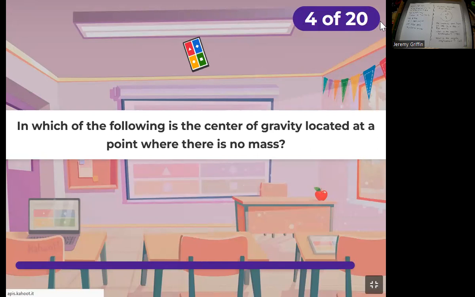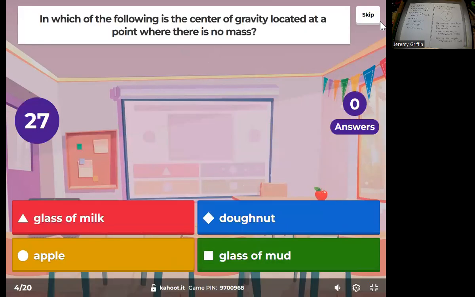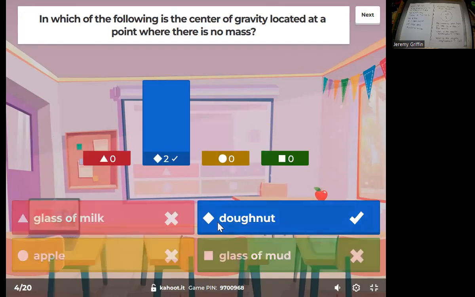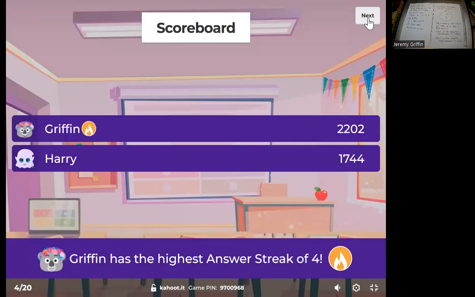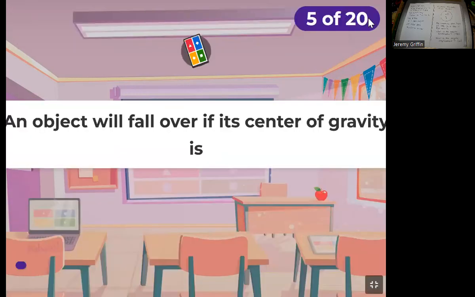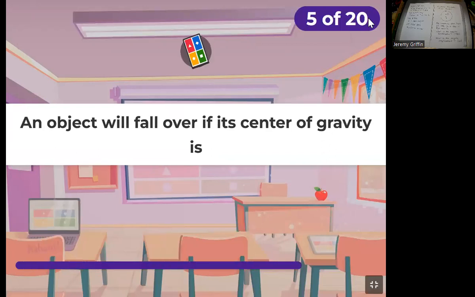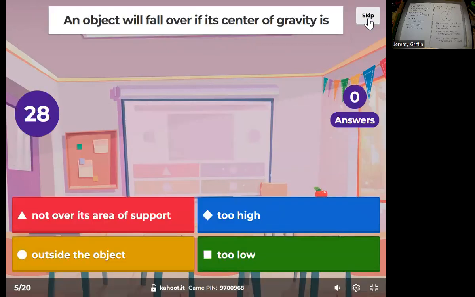Which of the following is the center of gravity, a point where there is no mass? Ooh, I like a donut, right? There's a big old hole right there where the center of mass would be. Like this one's solid; the center of mass would be where the milk is. Apple is where the apple core is. But yeah, a donut. The center of mass would be right in the middle of that donut hole. Right. If you hang it from a string, the string hangs through the center.